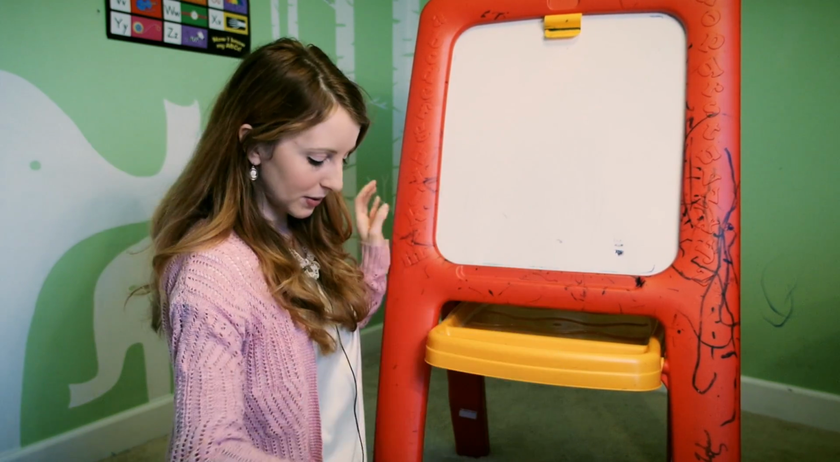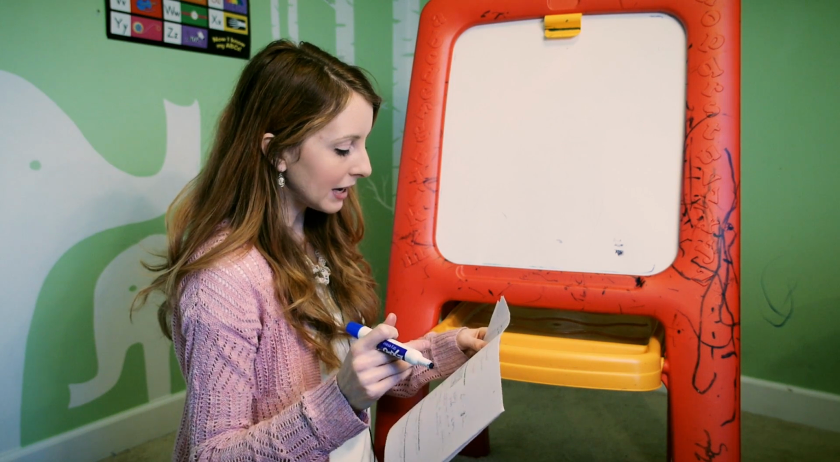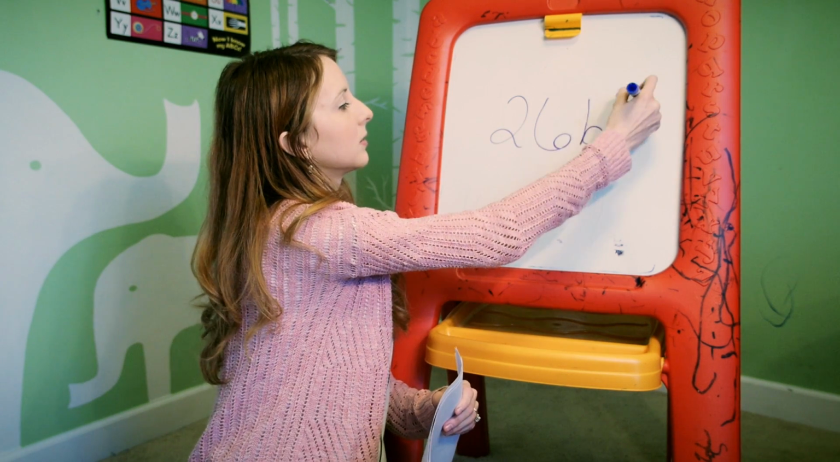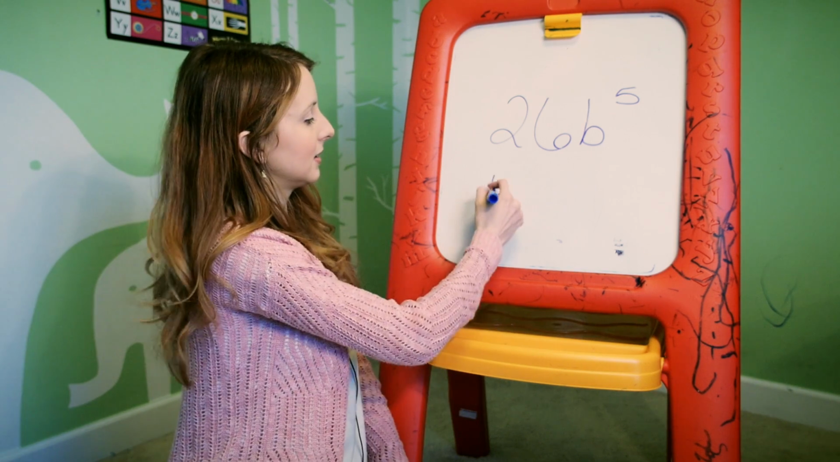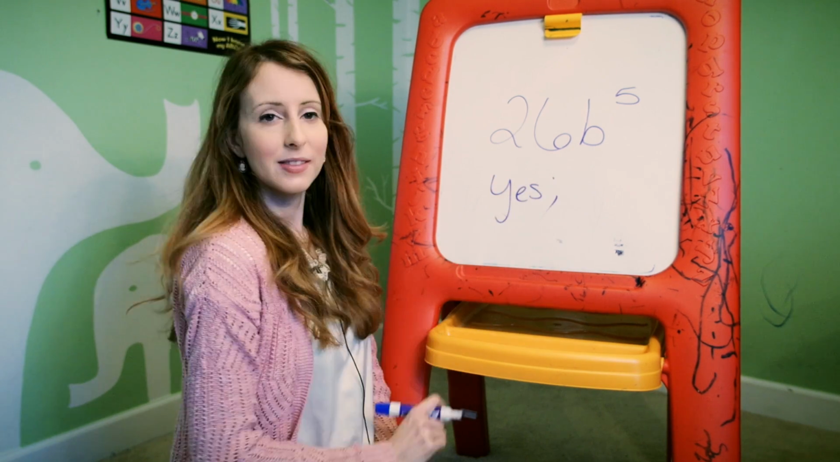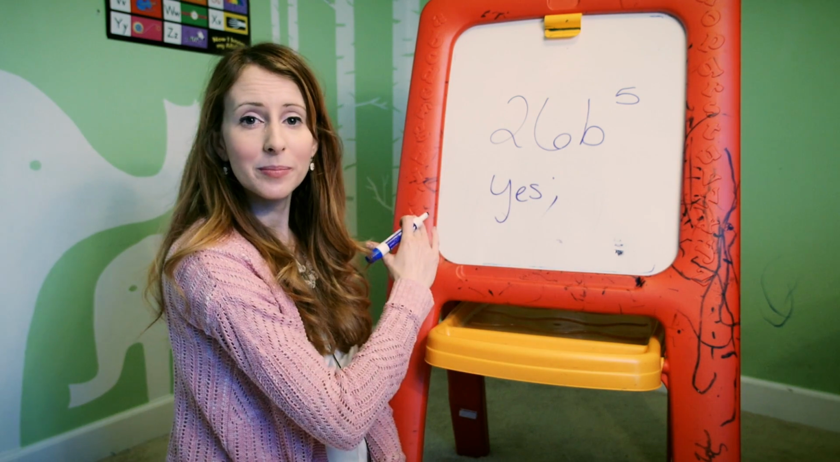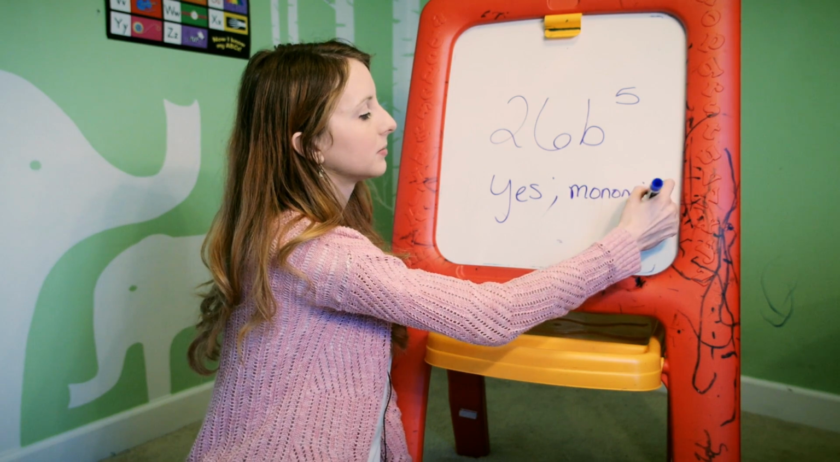All right, let's go to the next one. 26b to the 5th power. First of all, is this a polynomial? Yes, even though it's the simplest type possible. It's just a one-term polynomial, so specifically it's a monomial.